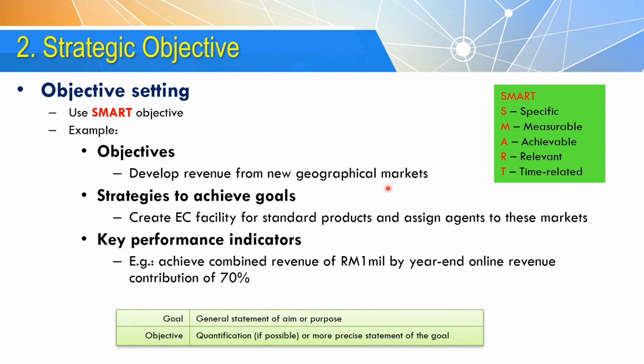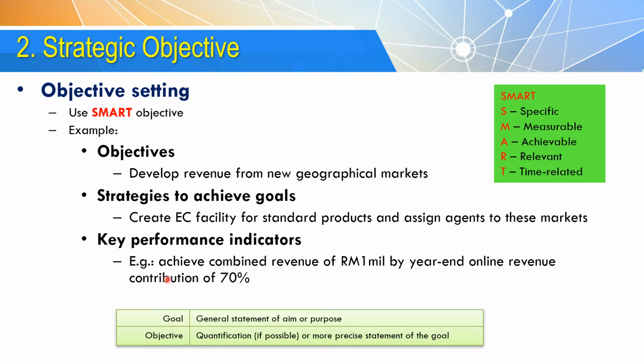Okay, bila sebut objective must be measurable, it means the objective boleh dinilai dari segi pencapaian dia. Okay, contohnya kat sini dia bagi contoh develop revenue from new geographical markets. So kita boleh kira, boleh ukur revenue tu has been developed. Dapat tak revenue? Okay, and then the objective must be achievable. Mesti relevant, boleh dicapai lah. Janganlah orang kata terlalu berangan. And also must be relevant and also must be time related.